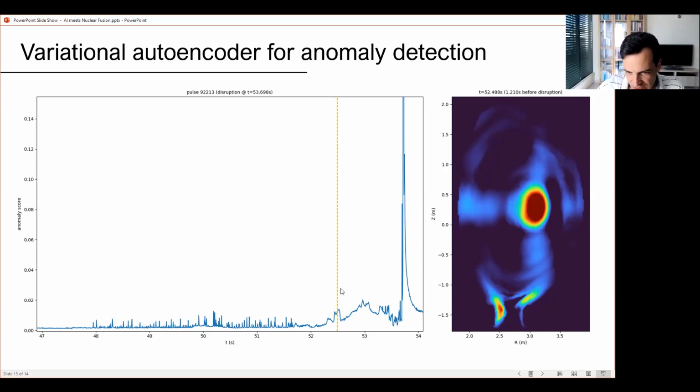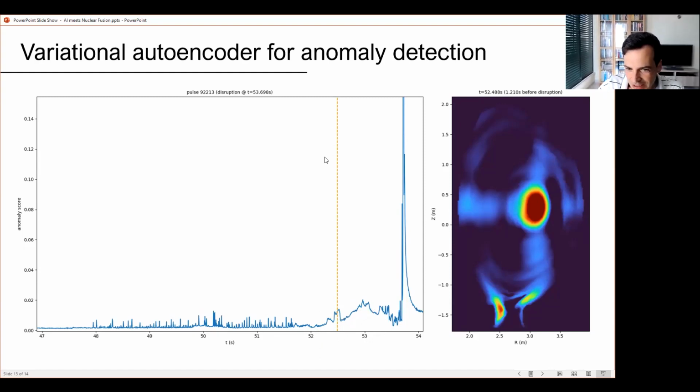But what is most interesting is that it becomes systematically larger at a certain point, when we are, let's say, about 1 second from the disruption. You can actually see here the disruption, and you can see that the model is completely unable to reconstruct the disruption because we have never shown it a disruption. So about 1 second before the disruption, the anomaly score, the difficulty of the model in reproducing the profile, starts to become systematically high.